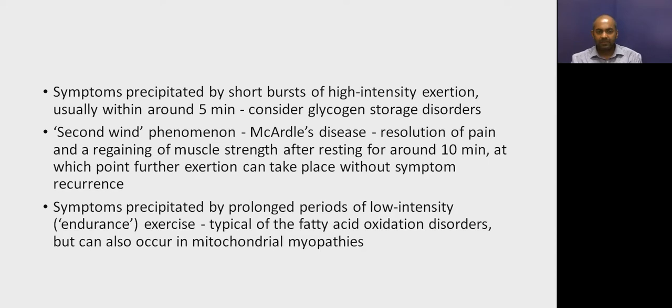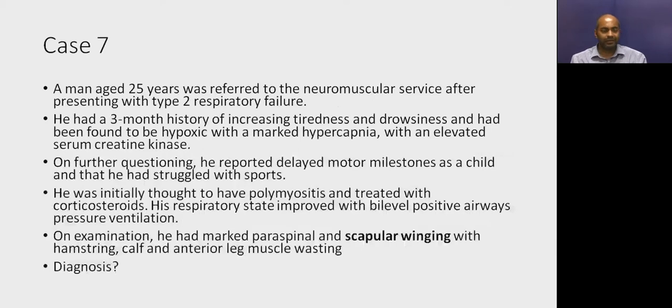While symptoms which are preceded by prolonged periods of low intensity exercise are typical of fatty acid oxidation disorders, and also mitochondrial myopathies. So short bursts of high intensity exercise precipitating symptoms is glycogen storage. Prolonged low intensity exercise precipitating weakness is fatty acid oxidation defects, and also mitochondrial myopathies. So let's see a case.